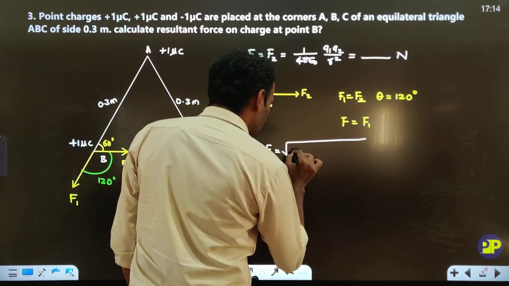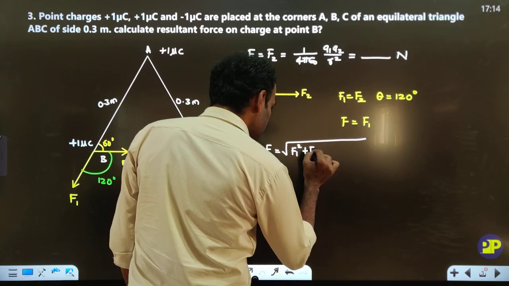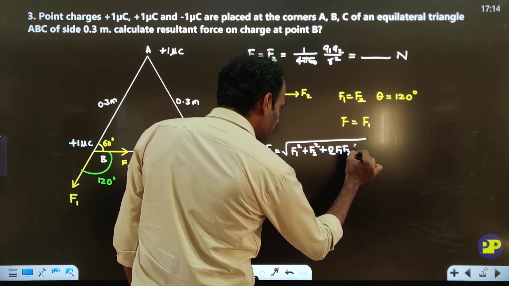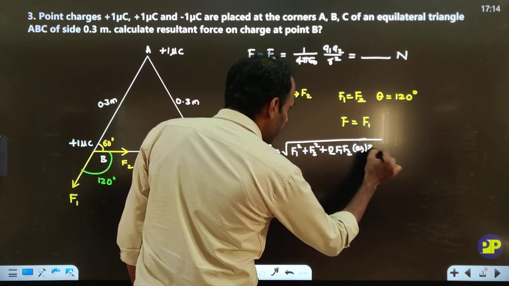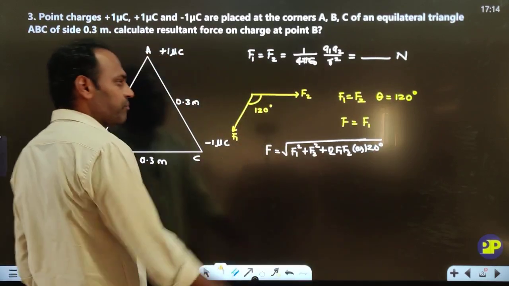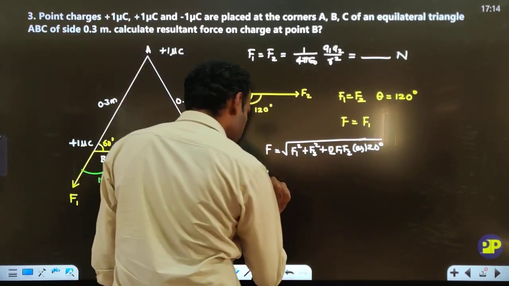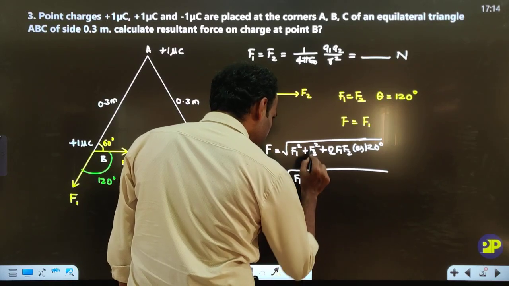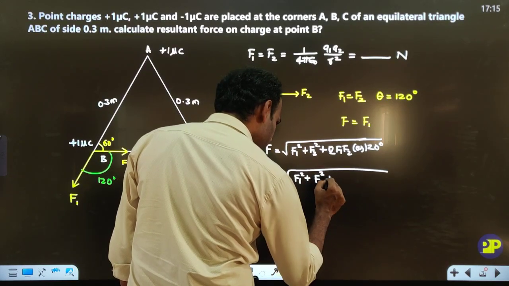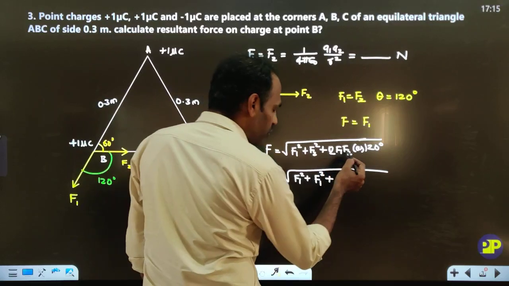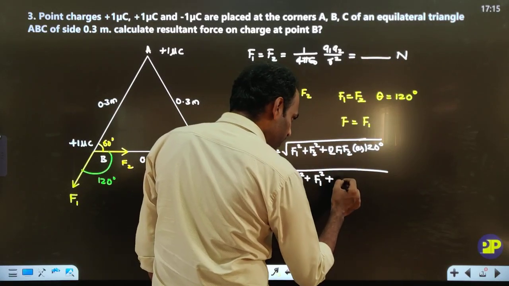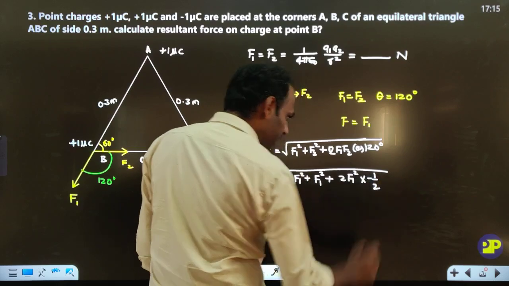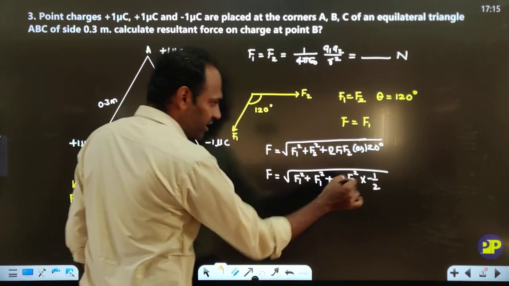F is equal to root of F1 square plus F2 square plus 2 F1 into F2 into cos 120 degree. Cos 120 degree is minus 1 by 2. See, it will be like this. Now F is equal to, this is F1 square. F2 I will take as F1 only, because they both are equal. F1 into F2, I will take as F1 into F1, it will be 2 F1 square into minus 1 by 2. Correct? Cos 120 degrees is minus 1 by 2.